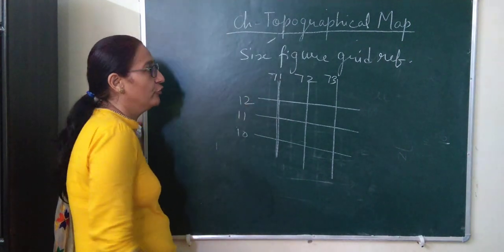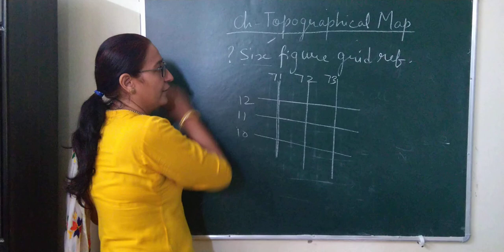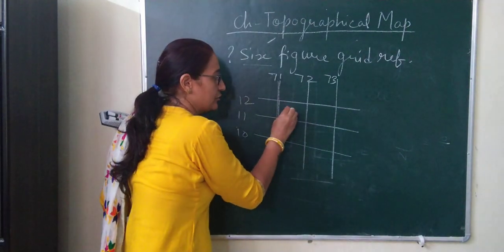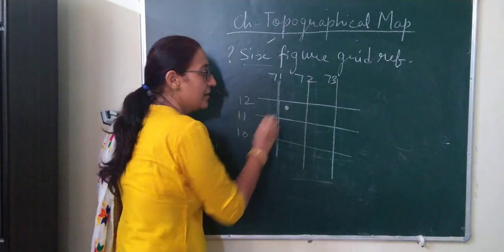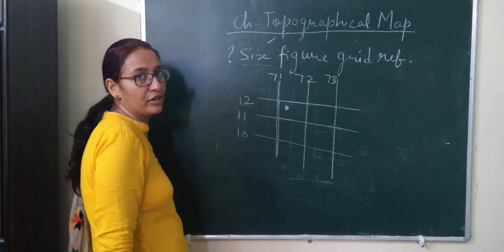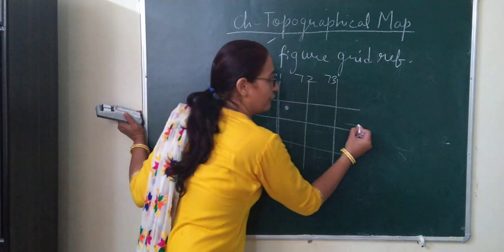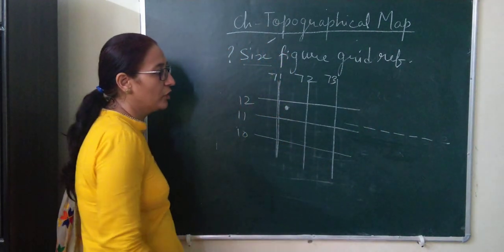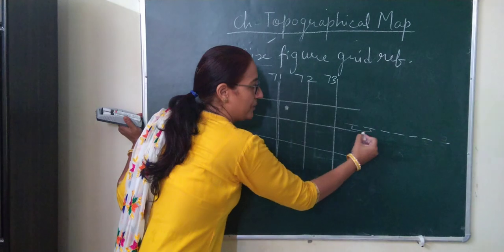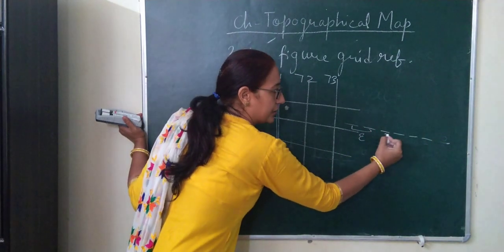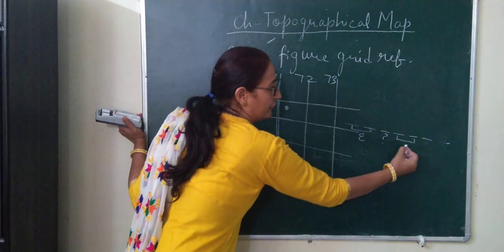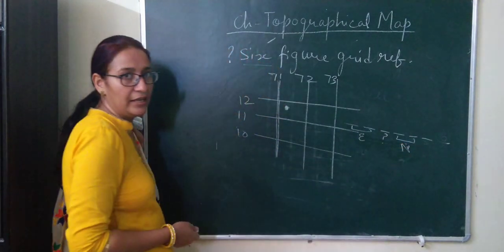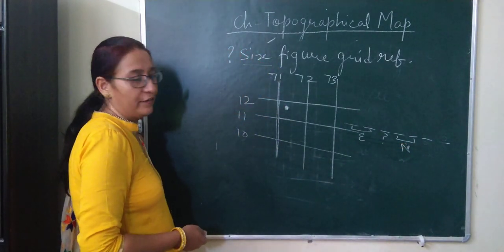So again we have to find out the 6-figure grid reference of a well. So what will be the 6-figure grid reference of the well? We have to fill these 6 gaps here. We have to remember again the first 2 will be easting. Skip the third one, the 4th and 5th again will be northing, like we have done in 4-figure grid reference.